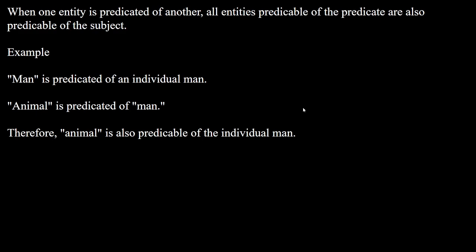When one entity is predicated of another, all entities predicable of the predicate are also predicable of the subject. So predication works hierarchically. For example, man is predicated of an individual man, animal is predicated of man, and therefore animal is also predicable of the individual man.